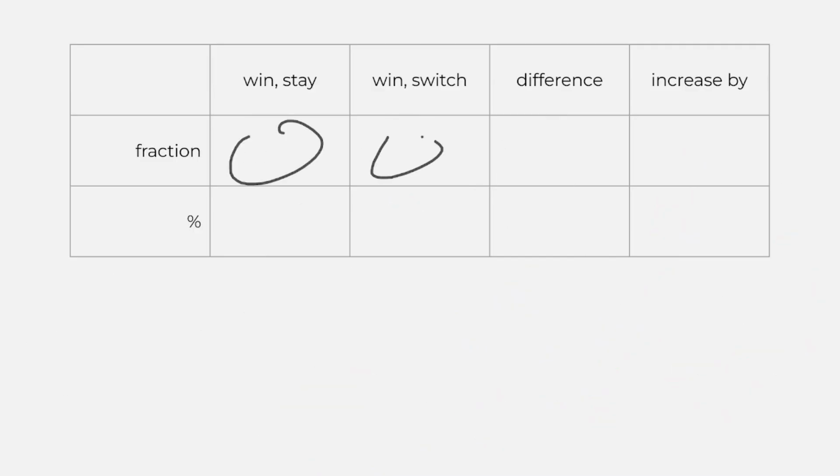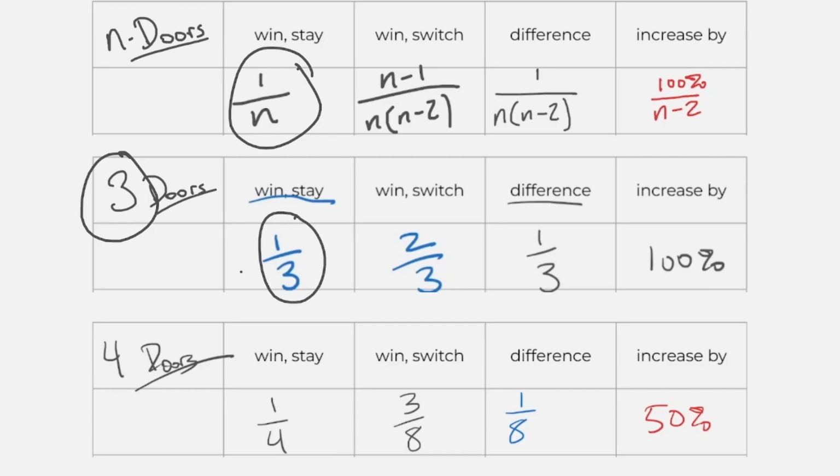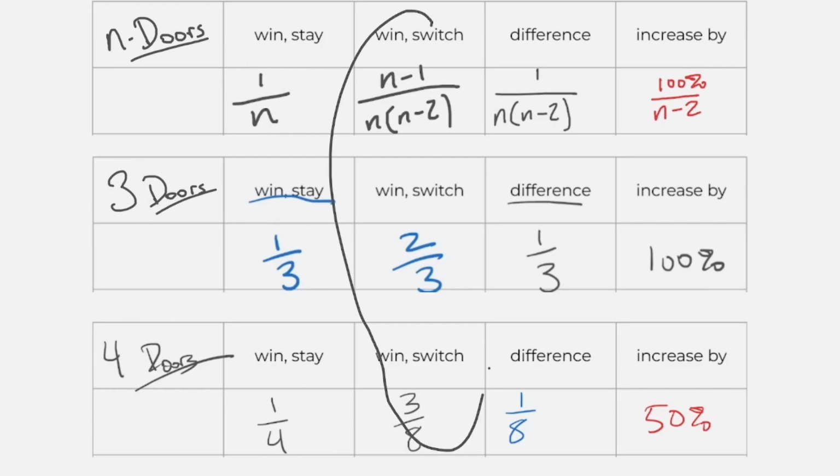Okay, I just want to use these 4 values and look at those across our different scenarios that we've drawn up here. So probably the easiest thing to do first is just look at this column. So if we have that 1 over n, if we stay, for 3 doors, that's going to be 1 over 3. And for 4 doors, that's going to be 1 over 4. Great.